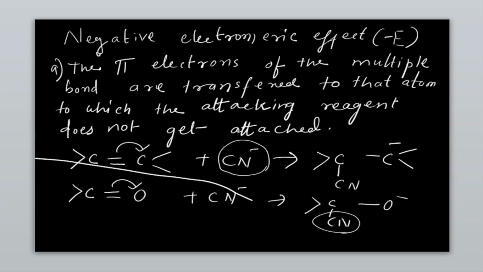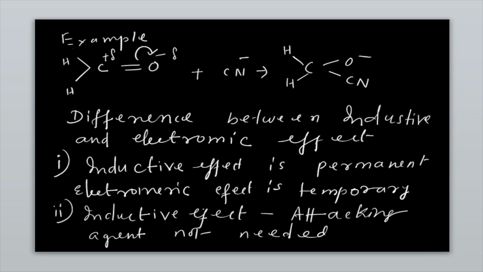And now what happened here? You should know what is meant by negative electrometric effect and positive electrometric effect. Now we will see an example, the ketone group, C double bond O. This side is the carbonyl group, having oxygen with a double bond, and it is more electronegative, that is why it is O delta minus.